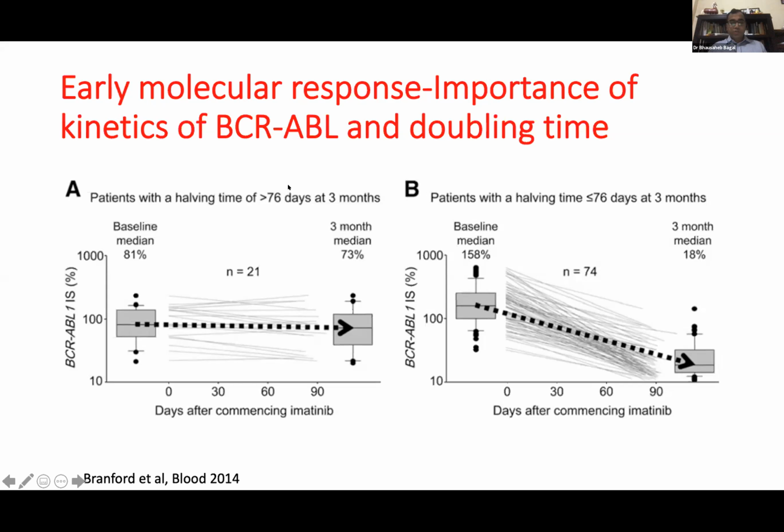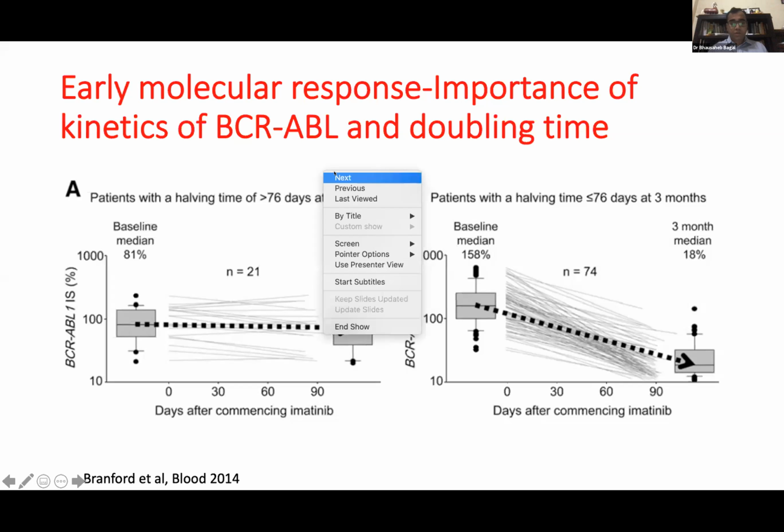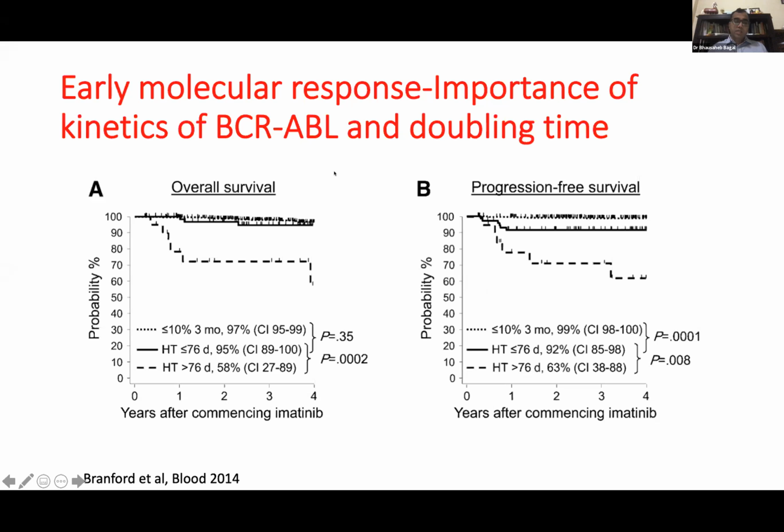And in this study, what they showed is that if your halving time is less than 76 days, you are good. If it is more than that, then you probably are not as good as you are in the other subset. And this is shown in their clinical outcome data. So overall survival and progression-free survival, if your EMR is not achieved, but your halving time is less than 60%, it is as good. So rather than a single time point value, it is important to look at kinetics of this response assessment time point.